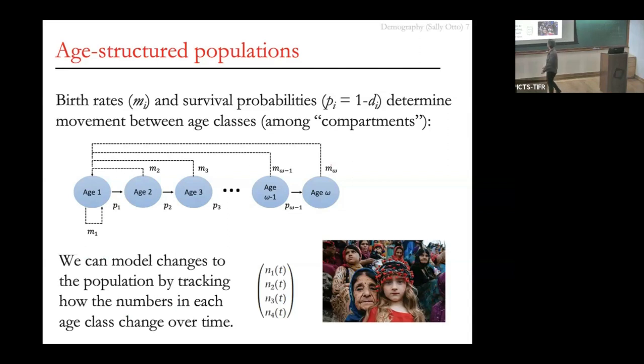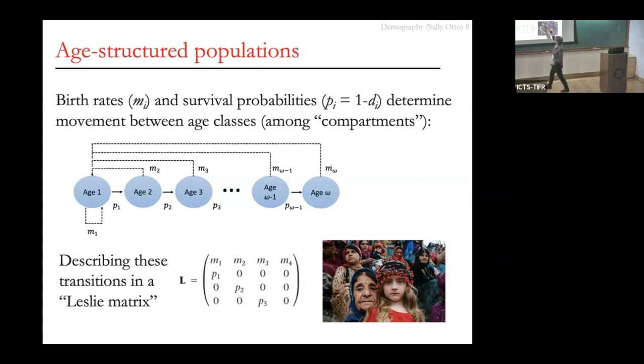In a structured population like this, we now have to pay attention not to the total population size, but to the numbers of individuals in each age class. I've just lopped it off at four age classes, but for the human population, you really want to include up to year 100. And we can turn this diagram into another form. It's called a matrix form, a Leslie matrix form, which is just a bookkeeping device to write all of those transitions in one neat place.